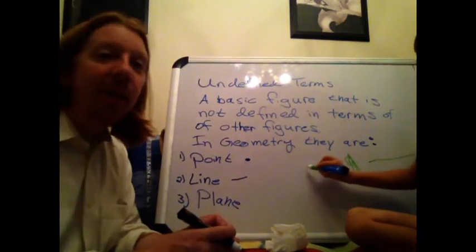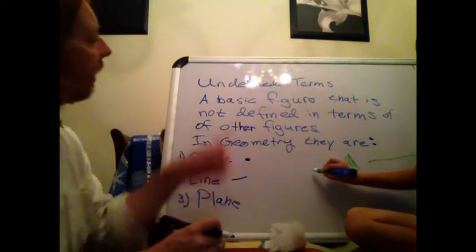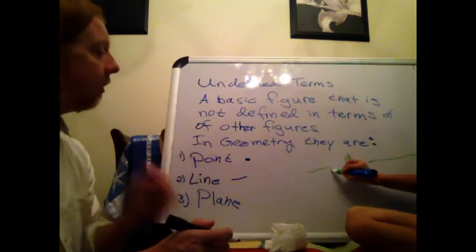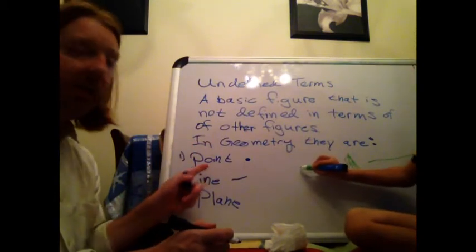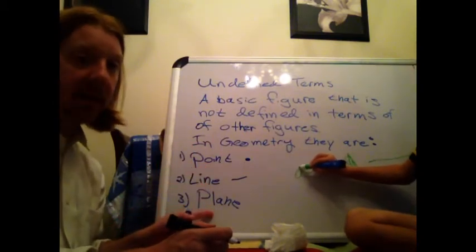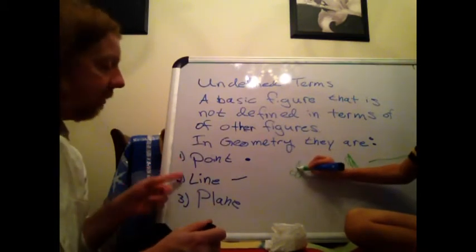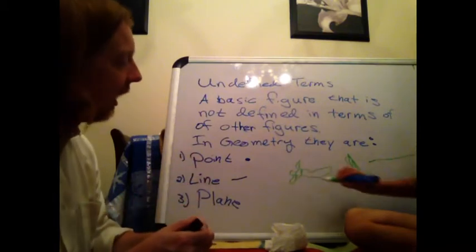So, an undefined term is a basic figure that is not defined in terms of other figures, and in geometry, they are point, line, and plane. You need to know that list. What we'll do later is we'll actually then define each of these terms, so just hang on.